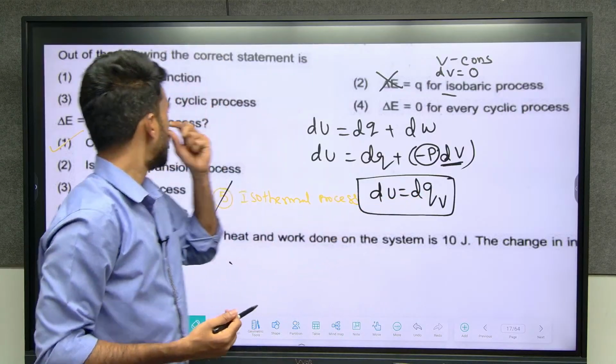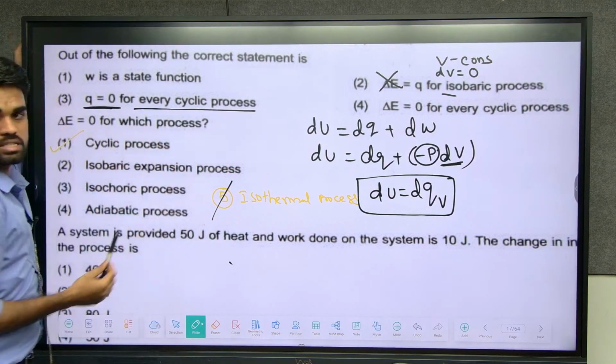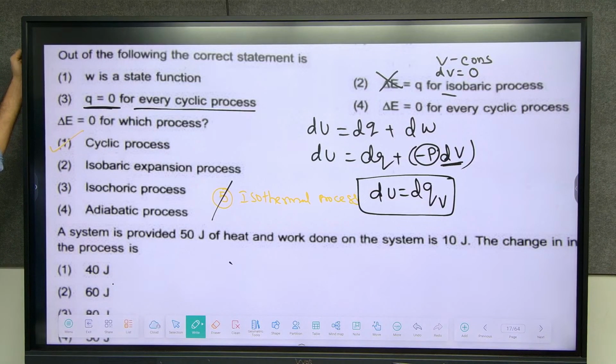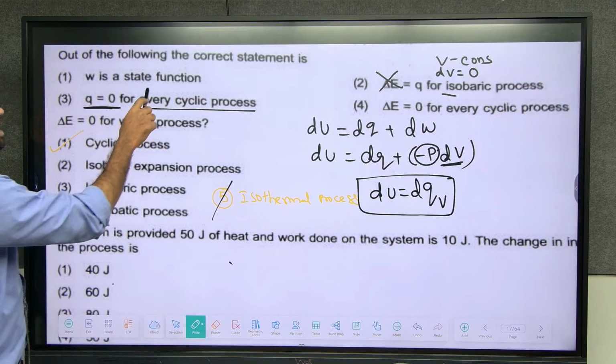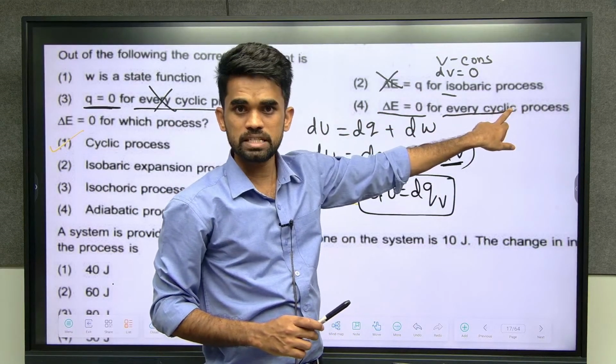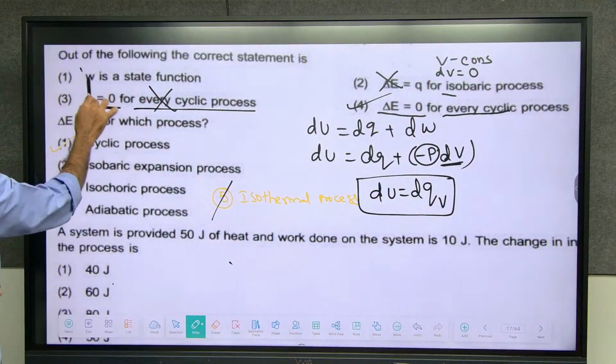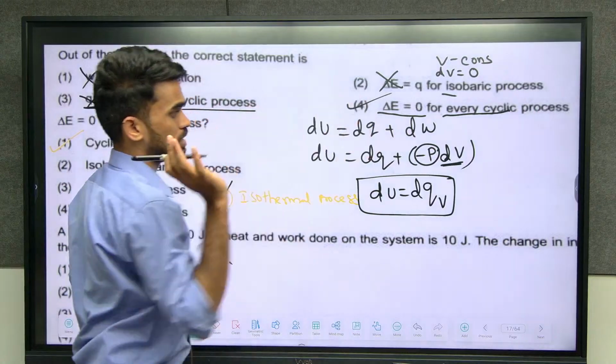So now see this one: q equals 0 for every cyclic process. Is that statement correct? No. Why is it not correct? Q is not a state function, it is a path function. If it were a state function, definitely in a cyclic process it would equal 0, but for a path function we cannot say that. Okay, so it is incorrect. Next one: dE equals 0 for every cyclic process. This is correct because it is a state function. So first one is incorrect, third one incorrect, second one incorrect, fourth one is the only one which is correct.